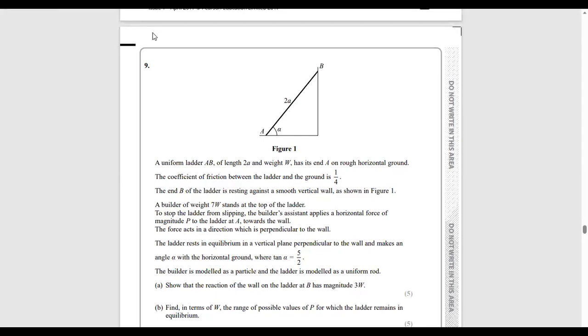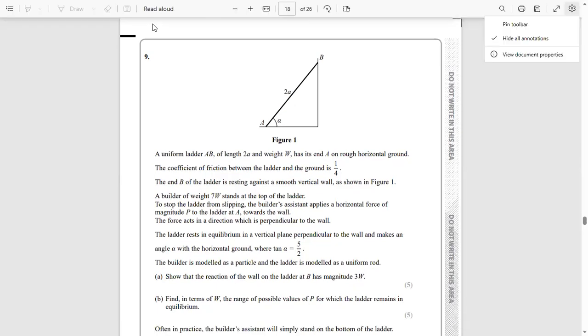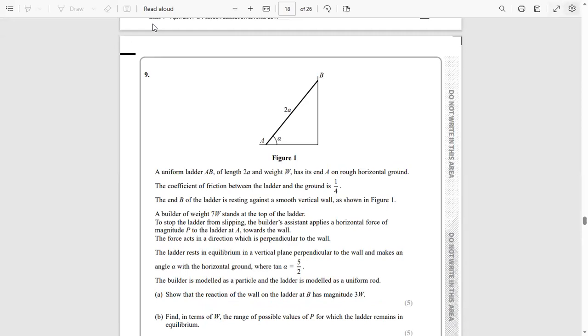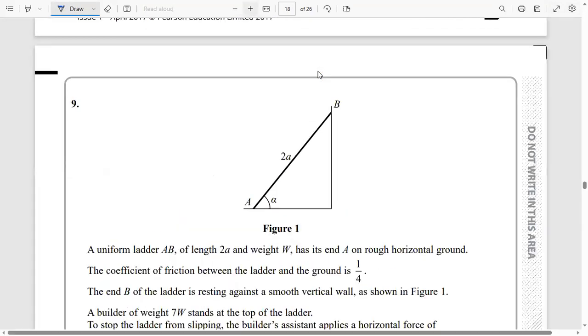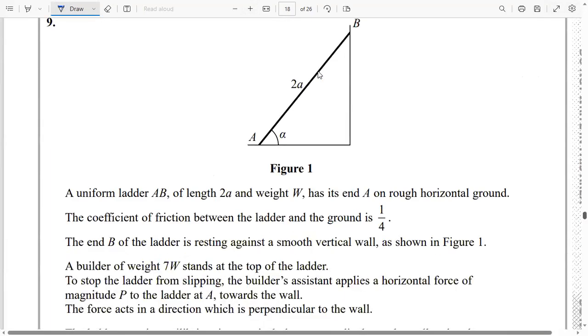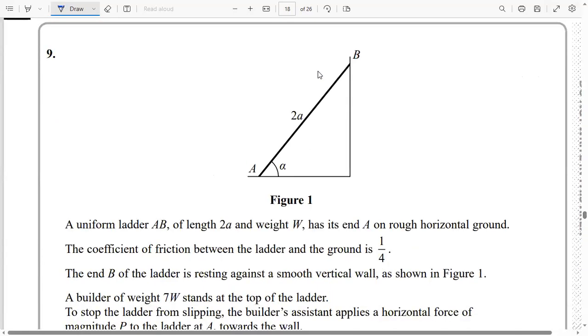So question number 9. We've got this uniform ladder, AB, with a length of 2A and a weight of W. If we just zoom in a little bit, let's try and get some forces on this diagram. So you've got a weight of W, length of 2A.